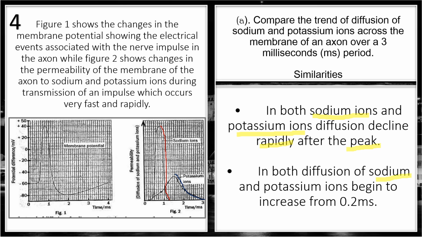In both the diffusion of sodium and potassium ions, it begins to increase from 0.2 millisecond. You can see that all of them start from 0.2 to increase. Sodium increases from 0.2 and potassium also starts increasing from 0.2 milliseconds.